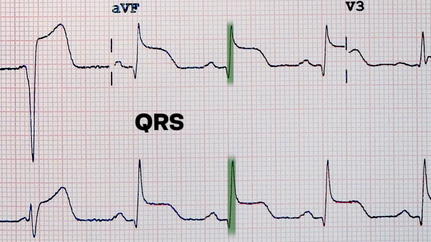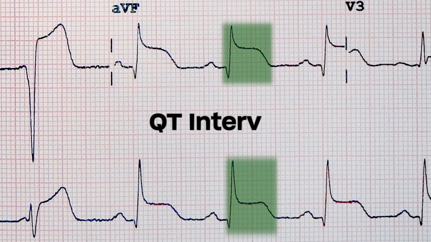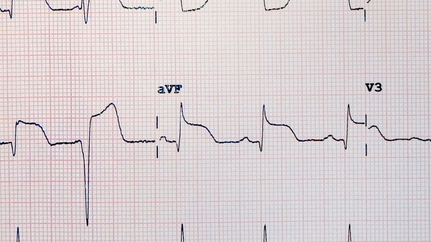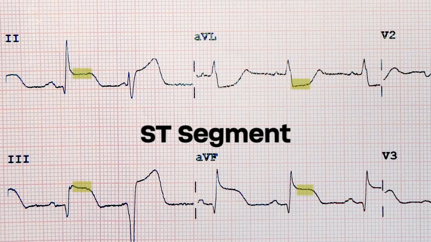The duration of the QRS complex measures the efficiency of the movement of electricity within the ventricles. The QT interval measures the complete time it takes for the ventricles to depolarize and then reset. The ST segment measures the health of the ventricles during contraction, and in combination with the morphology of the T wave, is the strongest indicator we have of ventricular ischemia and cell death.